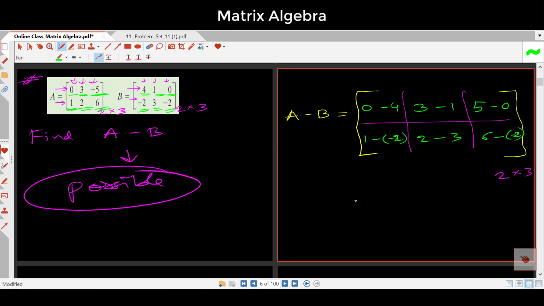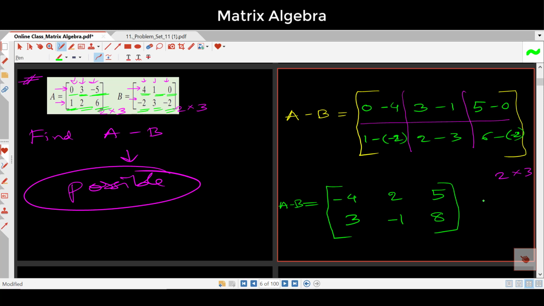So we are done with this part. Now we have to simplify. So 0 minus 4 is minus 4, 3 minus 1 is 2, 5 minus 0 is 5, 1 minus minus 2 is plus, 1 plus 2 is 3, 2 minus 3 is minus 1, 6 minus minus 2 is 6 plus 2, is 8. So this is our result. So this is A minus B, that has 2 rows and 3 columns.